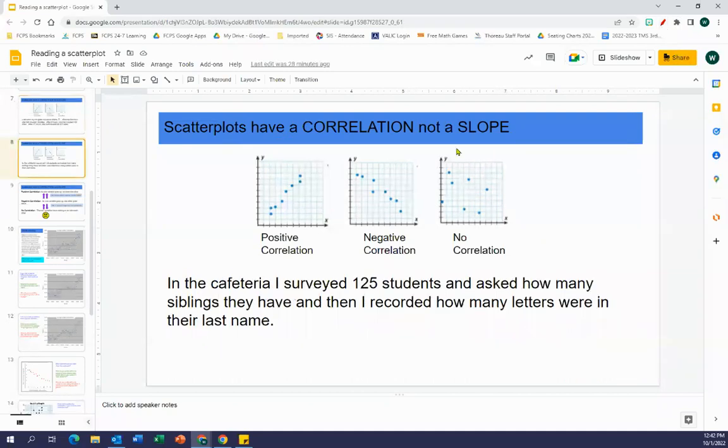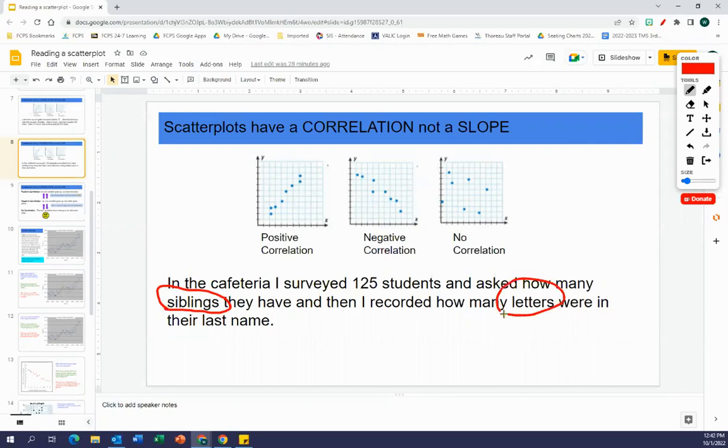All right, here's my last story. Let's say I walked down to the cafeteria and I talked to 125 students and I asked them 2 things. I said, how many siblings do you have? Like, how many brothers and sisters do you have? And then I said, hey, how many letters are in your last name? And I plotted that.